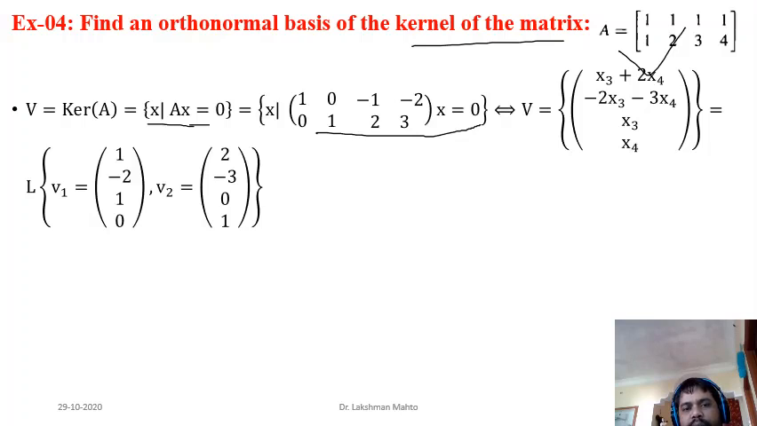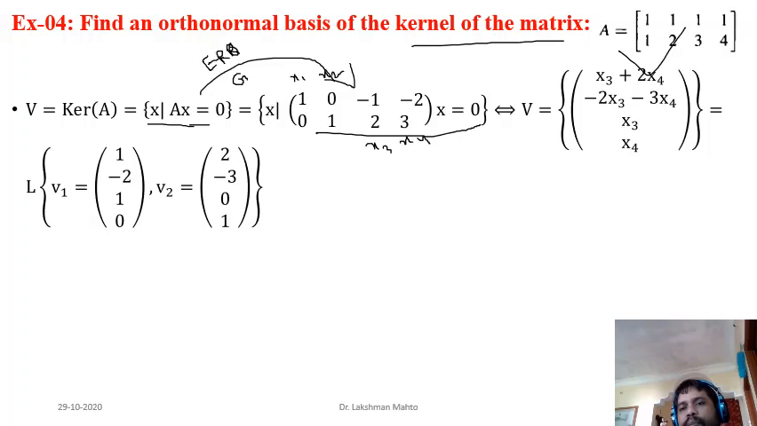This is the system of linear equations, Ax equal to 0, and this one is the reduced form. How? Apply the Gauss-Jordan elimination method or Gaussian elimination method, or simply apply elementary row operations, and through that you will get this reduced form. From the reduced form, you can see that the variables x1 and x2 are dependent variables, but x3 and x4 are free variables. So we need to express x1 and x2 in terms of x3 and x4.